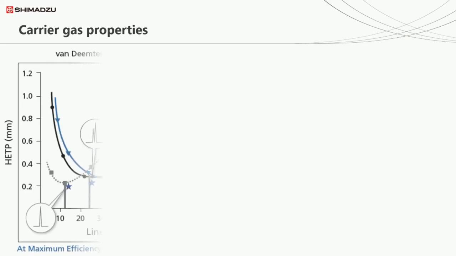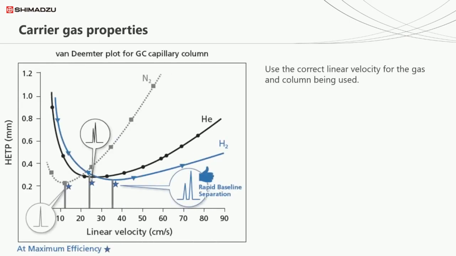As you remember from session 1, each gas has different properties, so it's important to use the correct optimal linear velocity for the carrier gas you're using. The curves also vary slightly with different column dimensions, so it's worth taking this into account too. As a starting point, try 15 cm per second for nitrogen, 35 for helium, and 50 when using hydrogen.